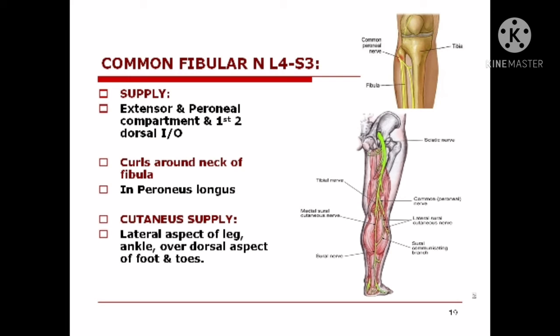It supplies the extensors and peroneal compartment of the leg and first two dorsal interossei of the foot. It curls, as is shown in the diagram, around the head, the neck of the fibula, and in the peroneus longus, it descends downward. Its cutaneous supply is lateral aspect of the leg, ankle, or the dorsal aspect of the foot and the toes.